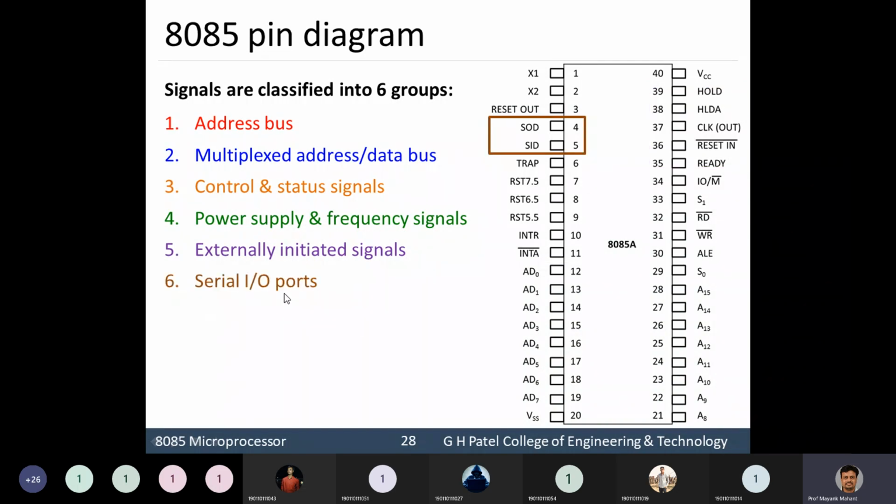And then we are having a serial IO. Okay, so we can also connect serial devices over here. So this is a serial in, serial out kind of signal. So yeah, you can have serial communication that can also be carried out with 8085, and the pins which are used for serial communication are pin number 4 and pin number 5. One is SOD, serial out data, and SID, which is serial in data. So these are the different 6 groups in which all the signals, or the 40 pins, are being divided. So let us try to see all the groups one by one.